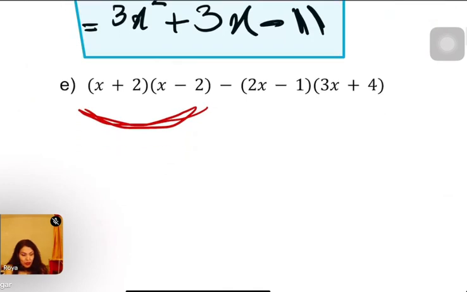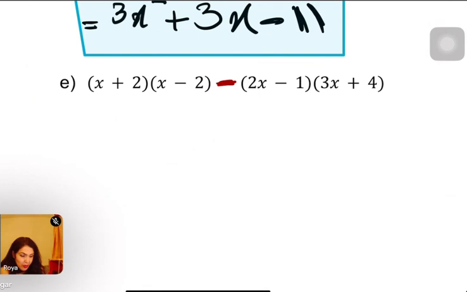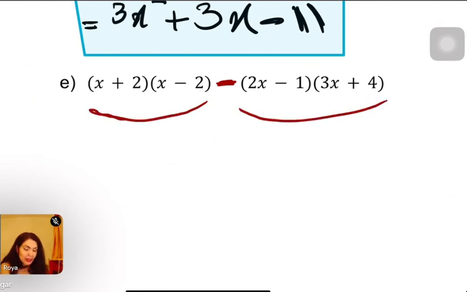Same rule here, because you have a negative sign between, you cannot calculate it right now. First, according to BEDMAS, get rid of the brackets, expand this and then expand this and then add or subtract. Good luck.